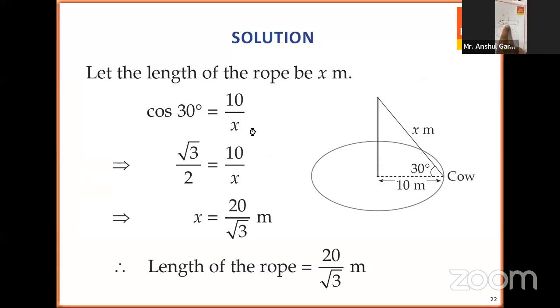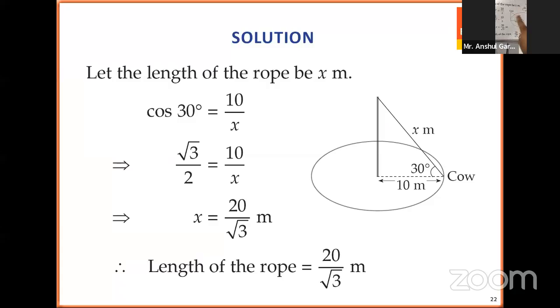So first of all, this is the diagram. The cow is moving in a circle like this, and here there is a very big post. From here you will see the length of the rope we took as x, and this radius was 10. Now see how simple the question has become. Very simple question. Everything is visible now. Cow is moving, radius is 10, this is 30 degree. So we can write cos 30 as 10 by x. From this we have the answer as 20/√3. So many students have got the right answers. Congratulations.